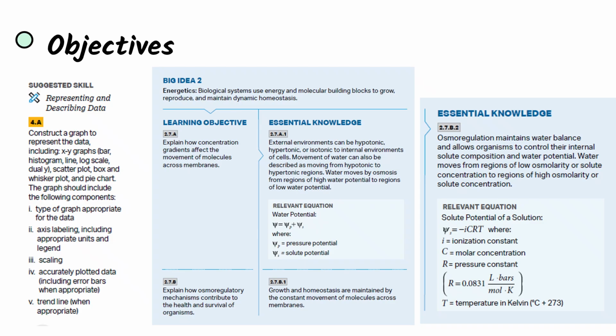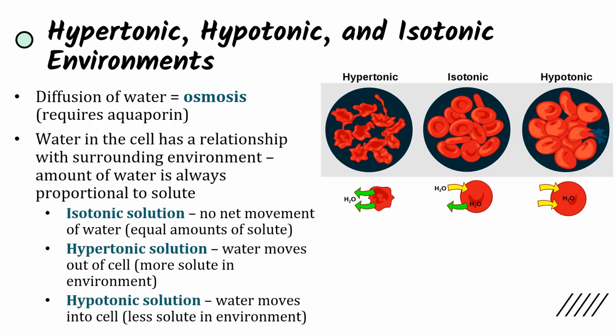Suggested skill is representing and describing data for A. Construct a graph to represent the data, including XY graphs, bar, histogram, line, log scale, dual Y, scatter plot, box and whisker plot, and pie chart. Graph should include the following components: type of graph appropriate for the data, axis labeling, including appropriate units and legends, scaling, accurately plotted data, including error bars when appropriate, and trend line when appropriate. So this is also a crucial skill because you want to be able to graph it as well.